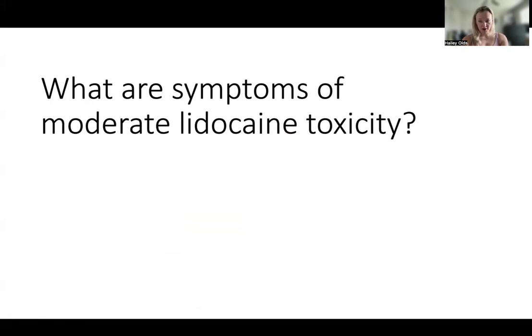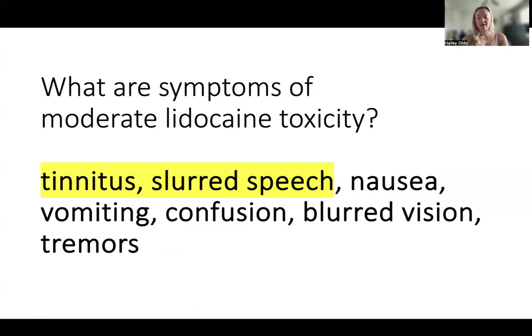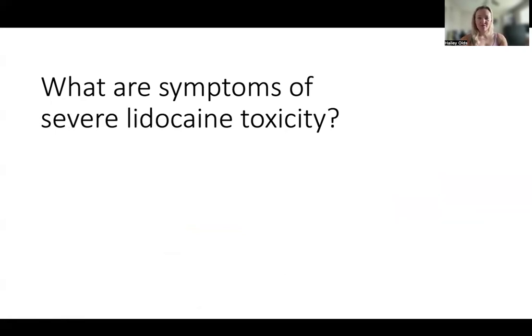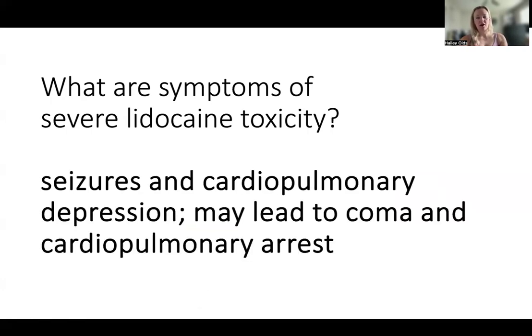Okay, what about moderate? So this is when they start slurring their words. They might get nausea, vomiting, confusion, blurred vision, tinnitus, tremors, things like that. And then severe is when things are really bad and you get cardiopulmonary depression, you get seizures, it can lead to coma, even death.